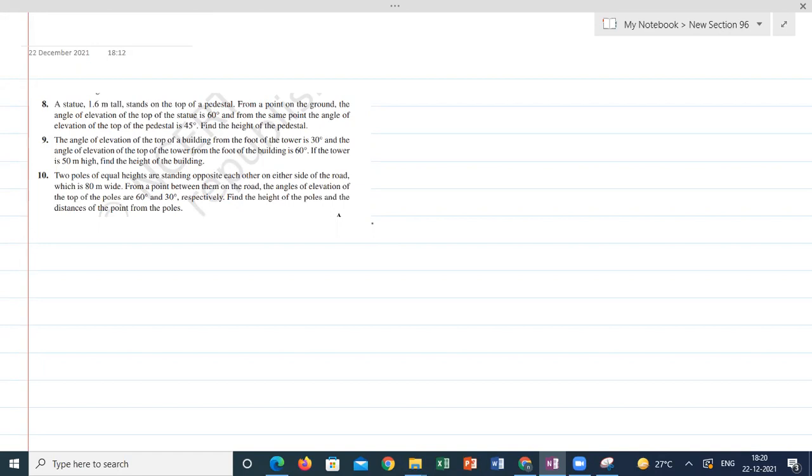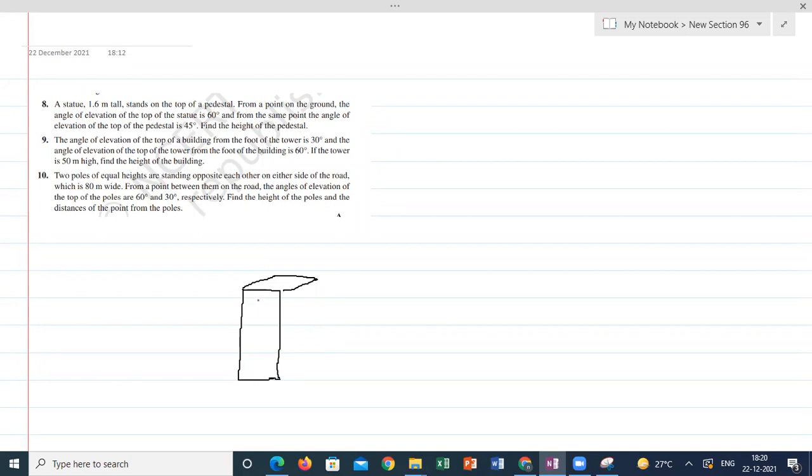Everyone done? So I'm going to draw the diagram. Suppose this is a pedestal. A pedestal is not like a stand. They will construct this kind of thing to keep the statues. This is called a pedestal.